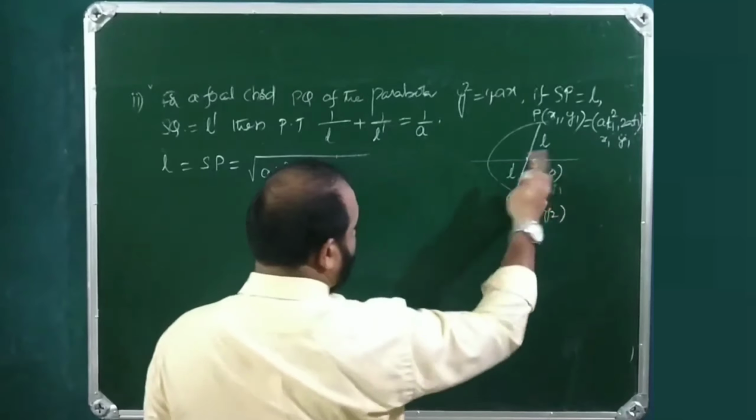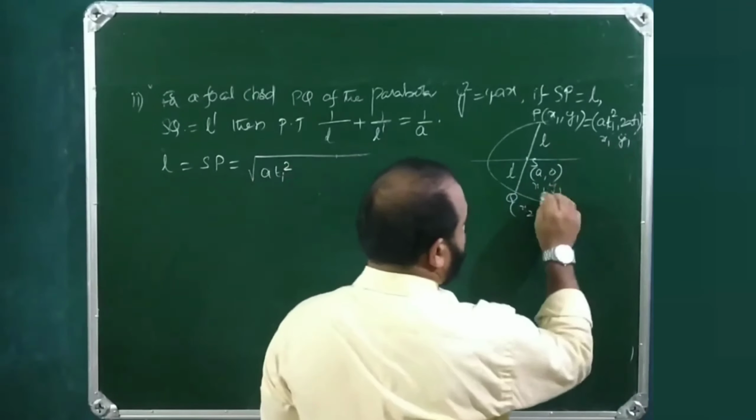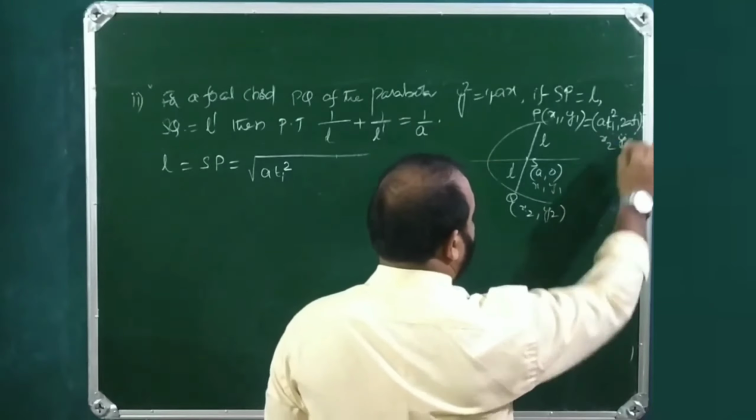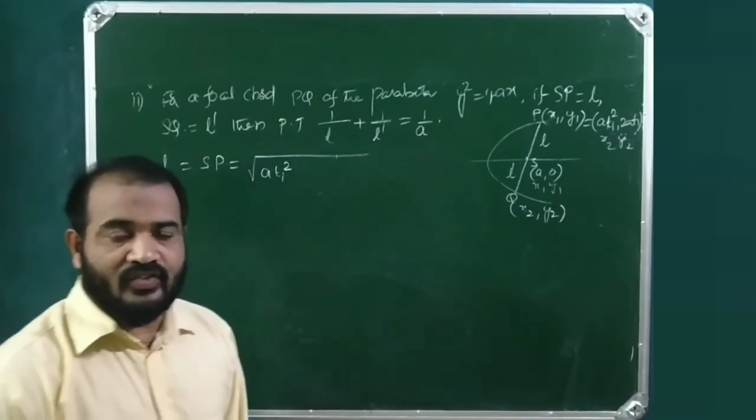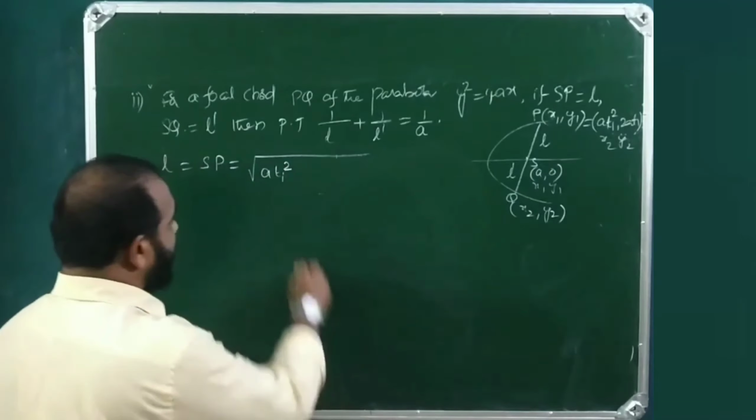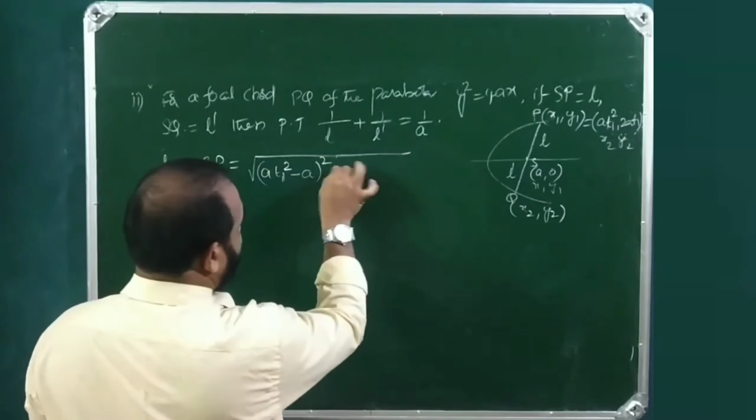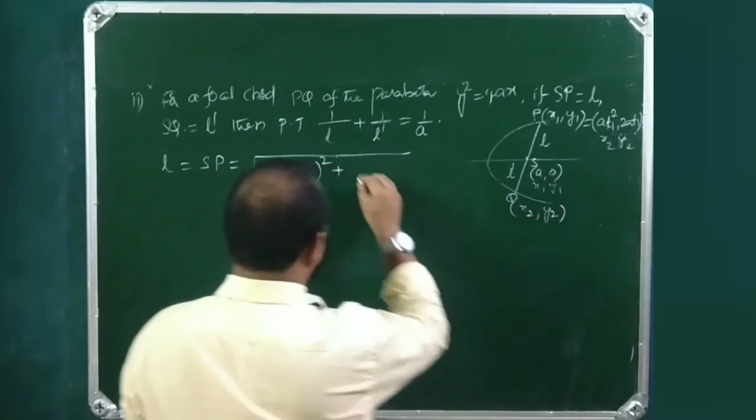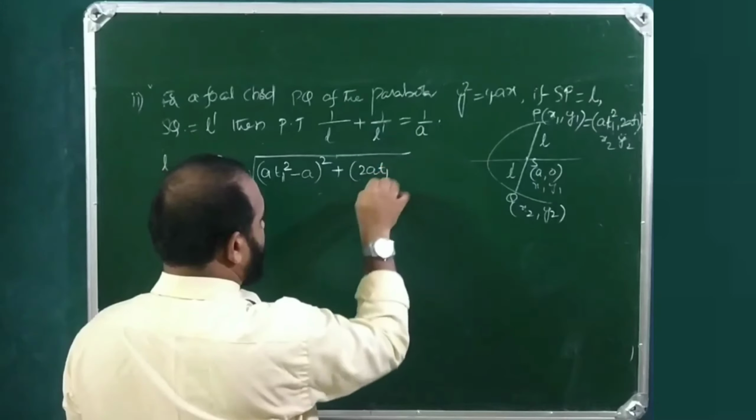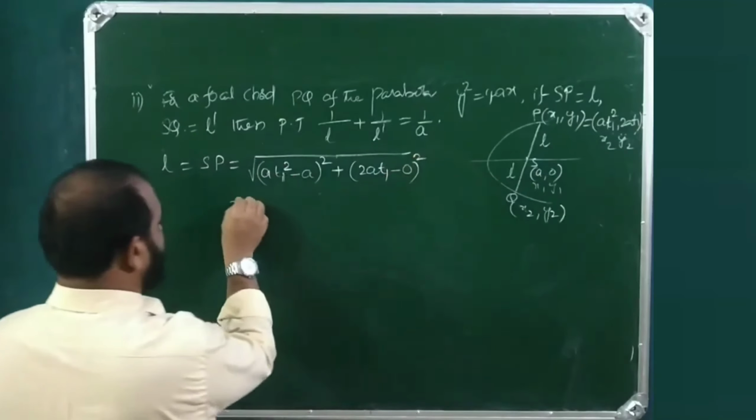t1 square. Distance formula: x1 y1 and this is x2 y2. So square root of x2 minus x1 whole square plus y2 minus y1 whole square. a t1 square minus a whole square plus 2a t1 minus 0 whole square.